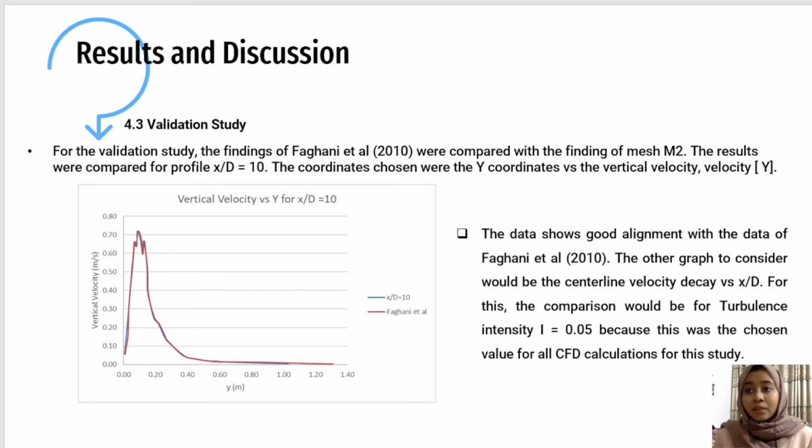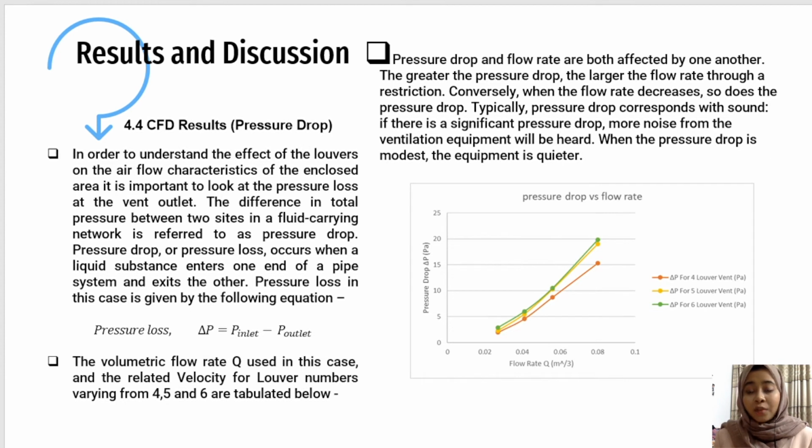Next, I'll discuss one of the most important aspects of our results, which is the pressure drop. Now, what is a pressure drop? Pressure drop in simple terms can be described as the pressure at the inlet minus the pressure at the outlet, or the difference between the pressure at the inlet and the outlet. Now, why is this important? The pressure drop is important because if it increases significantly, it means more power or energy will go into that certain component. For example, in our case, the air vent.